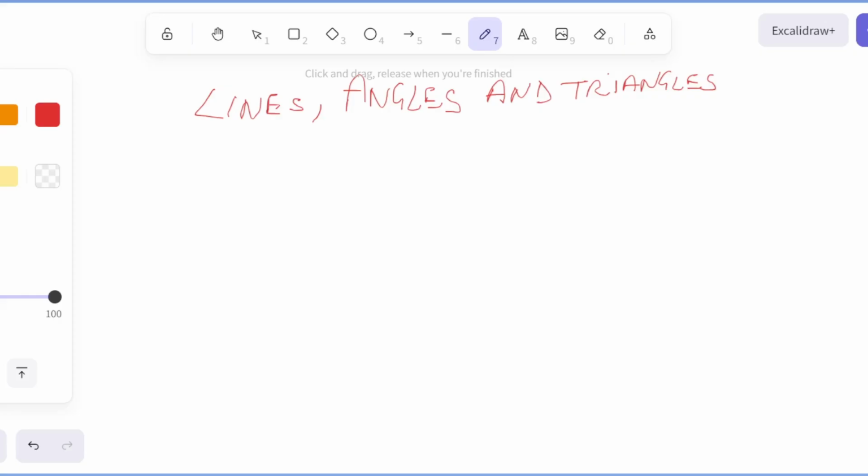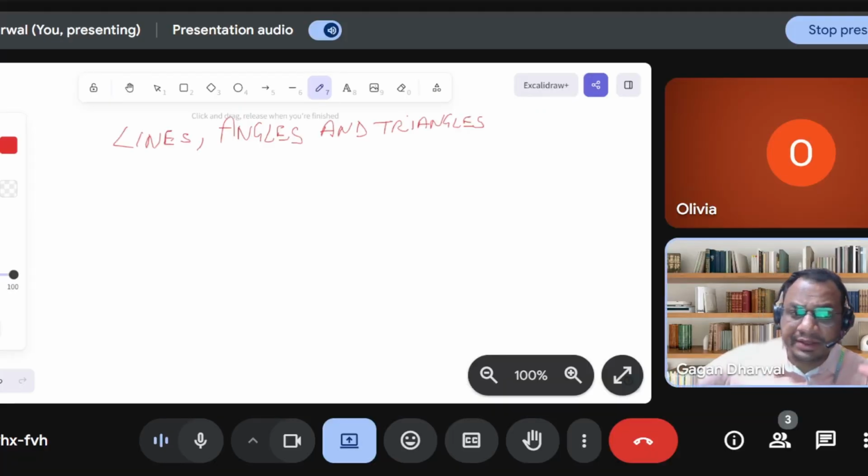Right? In parallel lines, we know that there are four sets of angles: corresponding angles, alternate interior angles, co-interior angles, and alternate exterior angles. You also might know the properties of all these four angles, right? On the basis of that, one angle will be given, and you need to find out the unknown one. That type of question is covered in the lines, angles and triangles chapter.